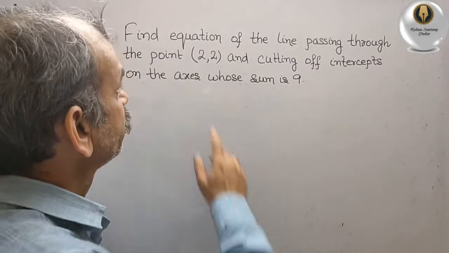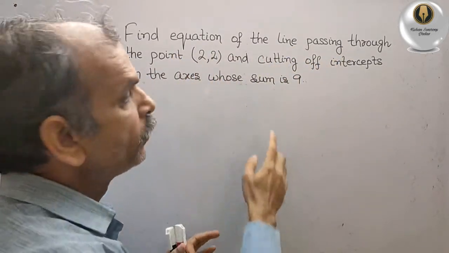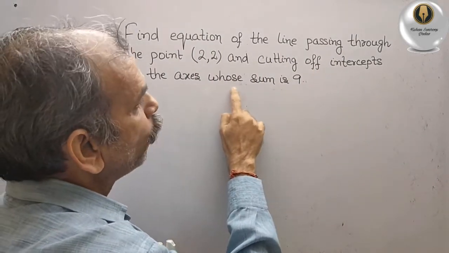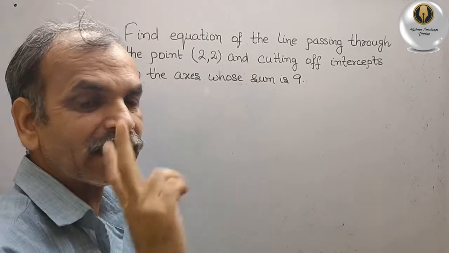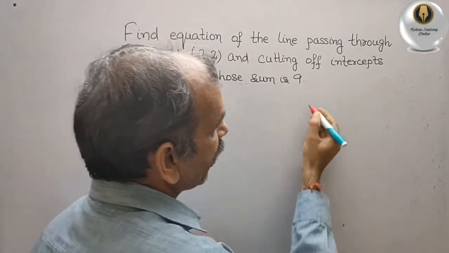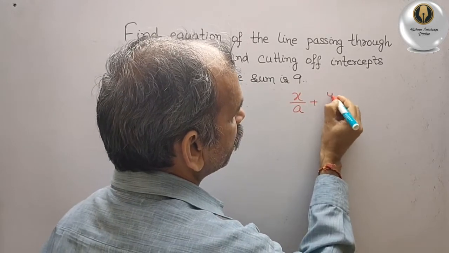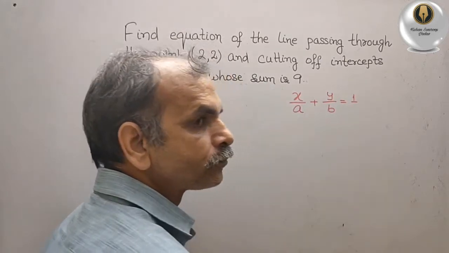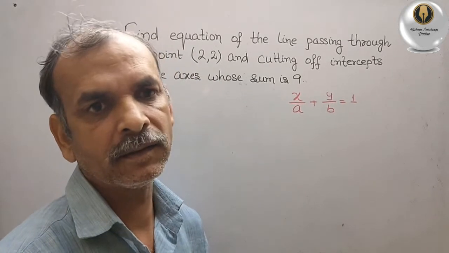Your question is: find the equation of the line passing through the point (2, 2) and cutting off intercepts on the axes whose sum is 9. Now, for intercepts we have a formula for a line. What is that? That is x/a + y/b = 1. That is the formula for the intercept form of a line.